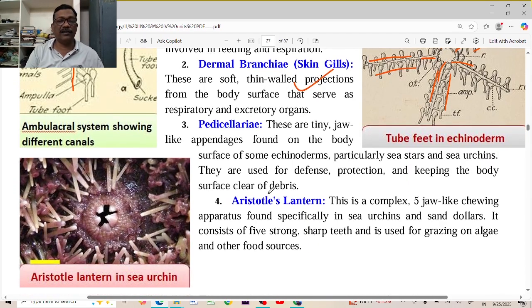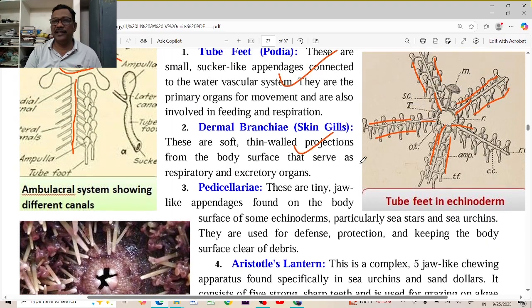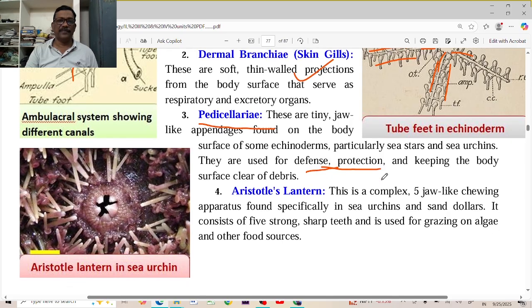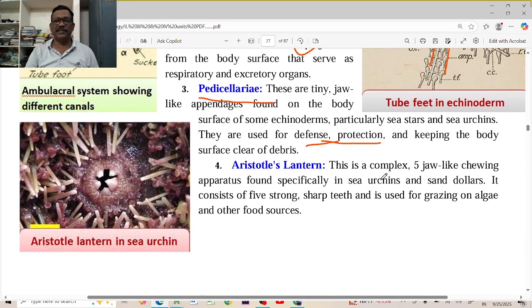And another thing is pedicellaria. Echino means thorns. Thorns located on the body are called the pedicellaria. These pedicellaria are very useful for the organism because they are very strong. They are used to defend the organism, protecting it from enemies, and also keep the body surface clean from debris. They can clean the debris or any foreign material that falls on the skin. The pedicellaria are very useful for these organisms.